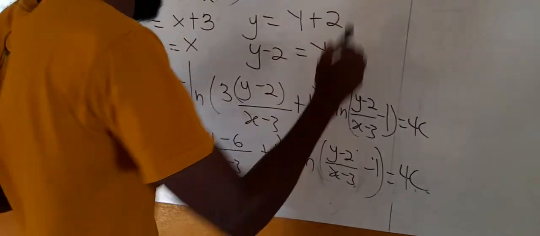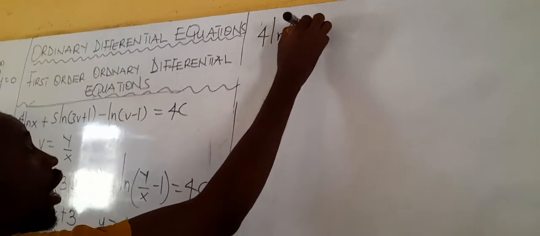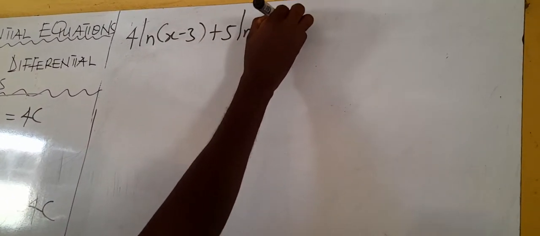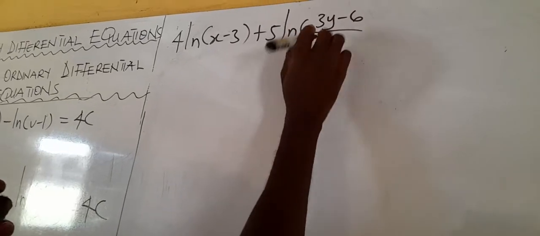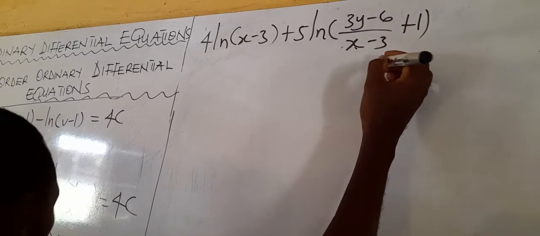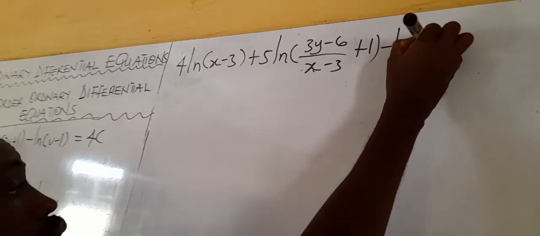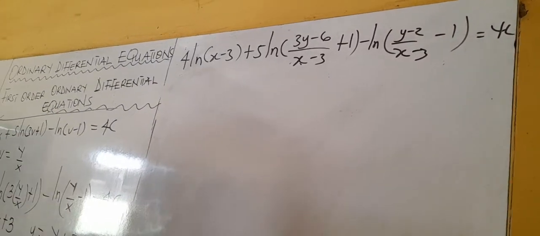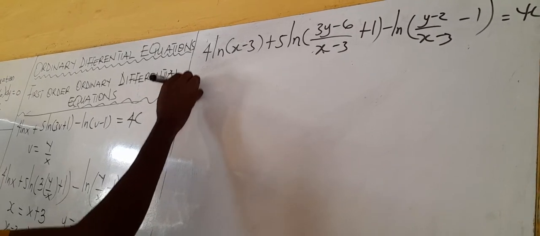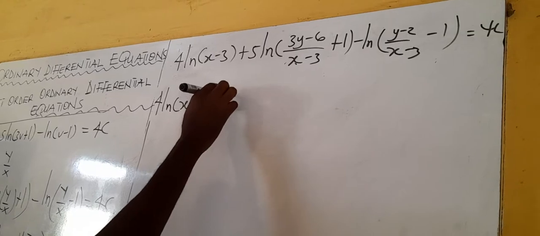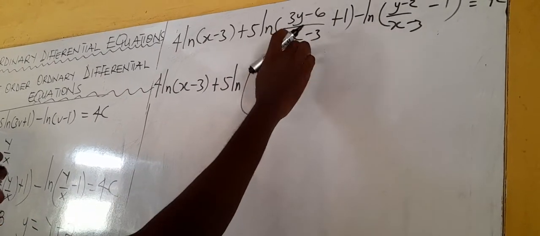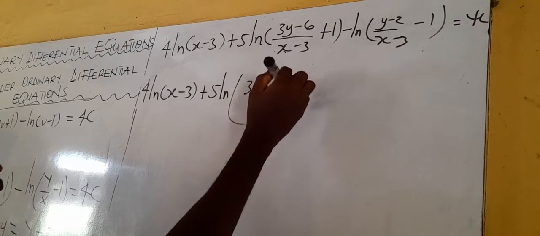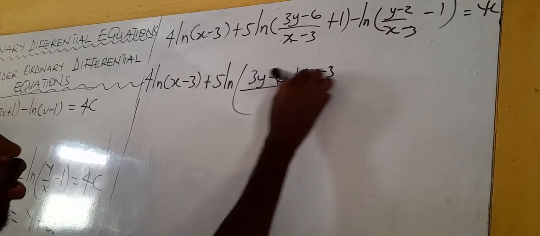Then we go. So let me recopy that. We have 4 ln x minus 3 plus 5 ln 3y minus 6 over x minus 3 plus 1 minus the ln y minus 2 over x minus 3 minus 1 equal to 4c. So I said we find the LCM. So we have 4 ln x minus 3 plus 5 ln. Okay, so we find the LCM is x minus 3. So x minus 3 will multiply that. So we have 3y minus 6. X minus 3 multiplied that will still be x minus 3. So plus x minus 3. This time around, all over x minus 3.